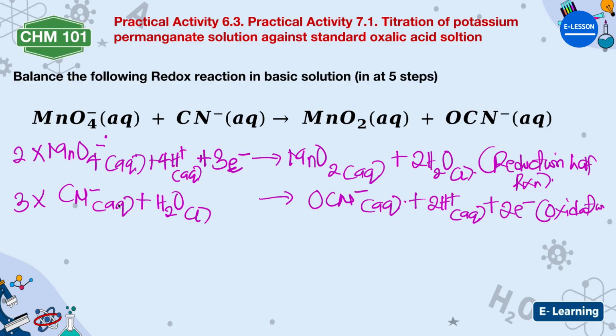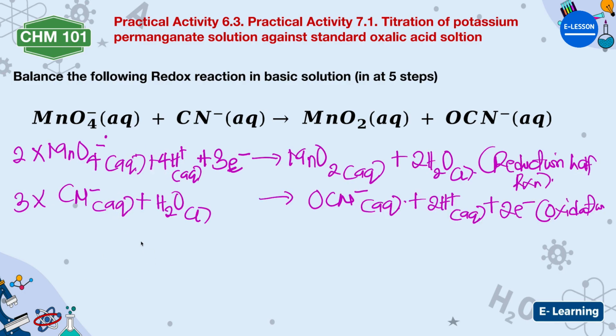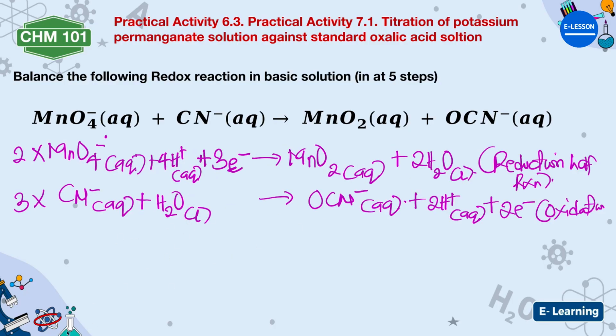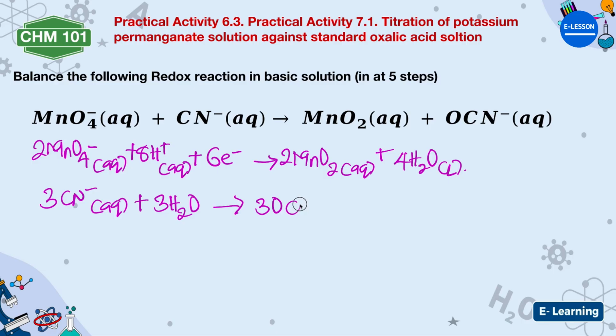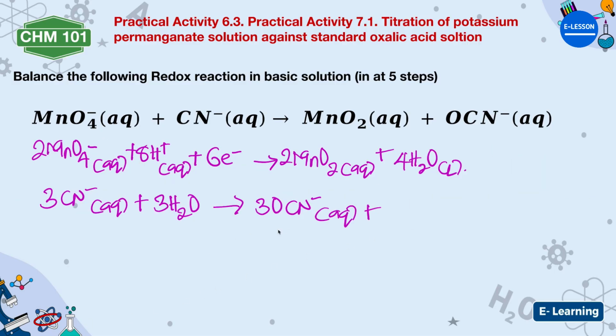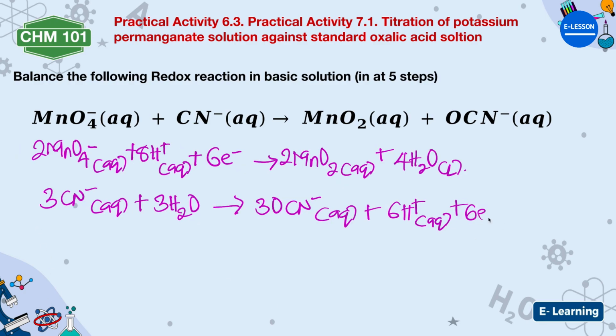Now the next one is to use the 3 to multiply through CN-. Use the 3 to multiply CN- aqueous. That will give us plus 3 times H2O, which gives 3H2O. Going there, 3 times OCN- will give us 3OCN- aqueous plus 3 times 2H+ will give us 6H+ aqueous plus 3 times 2e- will give us 6e-.